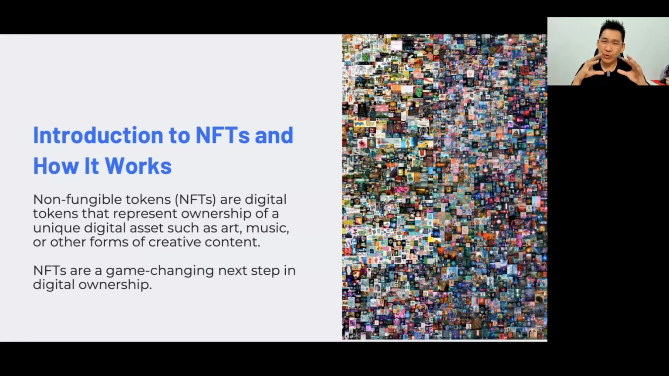So what do you understand about that? Let's look at it. It's a non-fungible token. It's a digital token that basically allows you to own that digital asset. That could be an MP3, MP4, a JPEG, and so on. Now, how do you own a digital asset or a digital token?